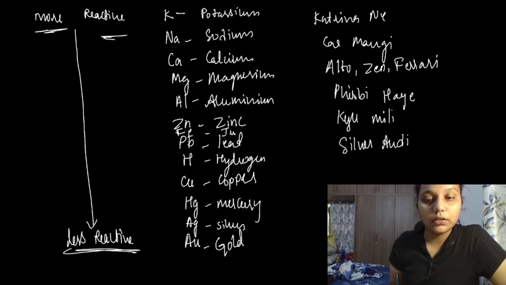Fe, which is iron here. Alto, Zen, Ferrari, which is aluminium, zinc and iron. Phir bhi hai, which is lead and hydrogen. Why did she get a silver Audi? Silver which is silver only. Au means Audi. Mili here we are expressing as mercury, Hg, we are saying it like that. Copper, so Cu which is copper. You can analyze it, and if you learn it two to three times and write it down, it will be very easy to understand.